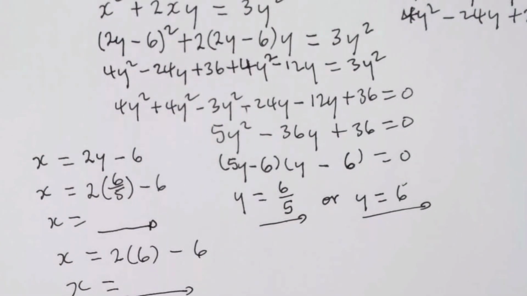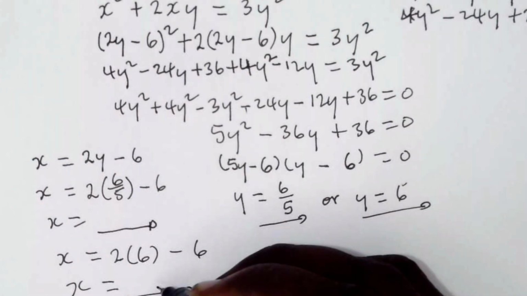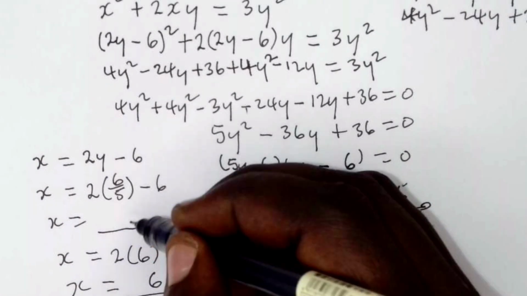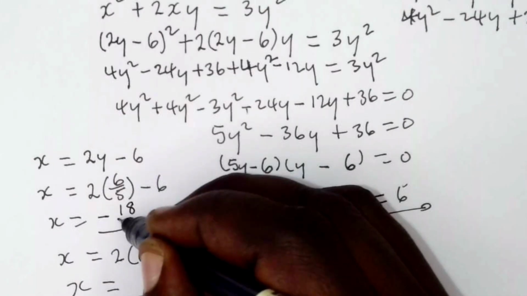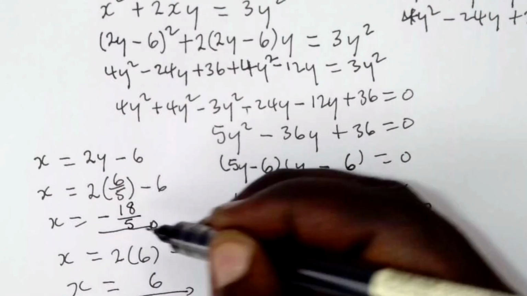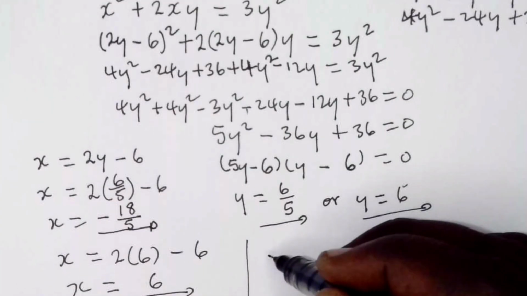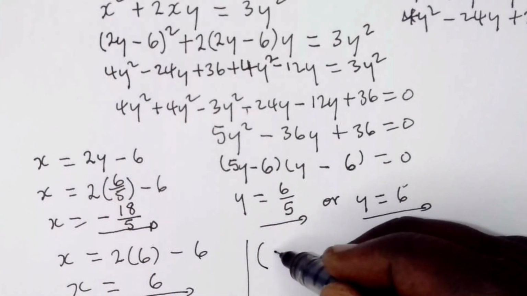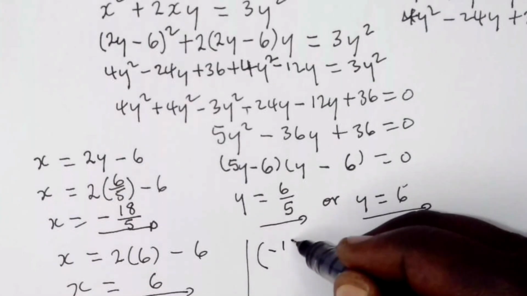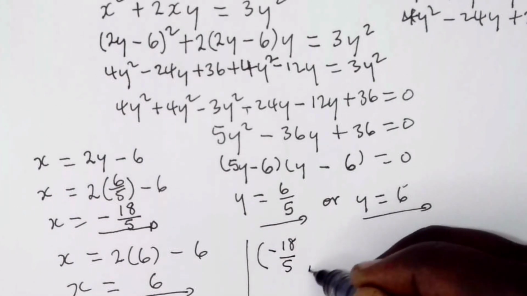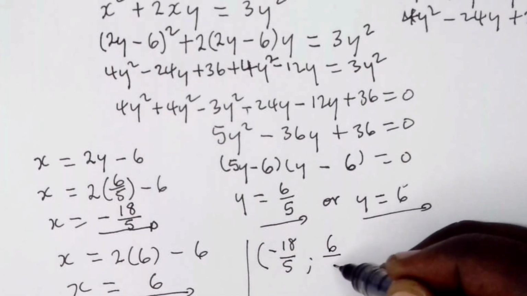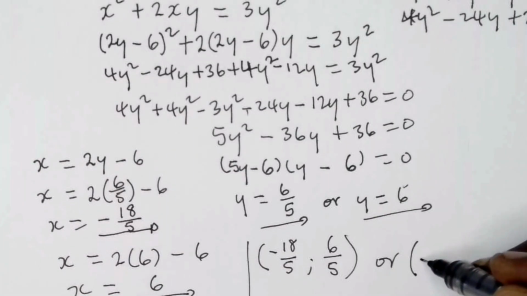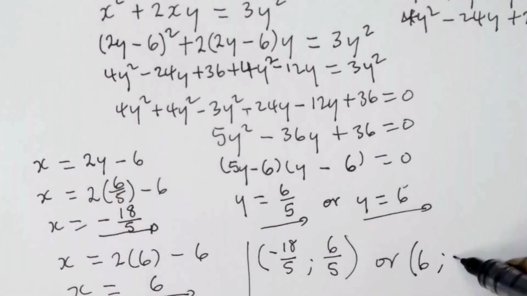All right. If you punch it correct, you're supposed to get 6 here. And then here, if you punch it correct, you should get 18 over 5. Okay. So in this case, x is 18 over 5, and then y is 6 over 5. Or x is 6 and then y is 6.